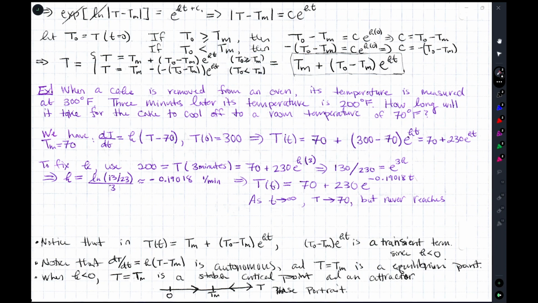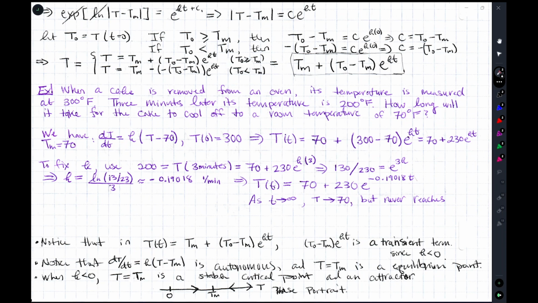Okay, so let's look at an example of Newton's law of cooling. When a cake is removed from an oven, its temperature is measured at 300 degrees Fahrenheit. 3 minutes later, its temperature is 200 degrees Fahrenheit. How long will it take for the cake to cool off to a room temperature of 70 degrees Fahrenheit?